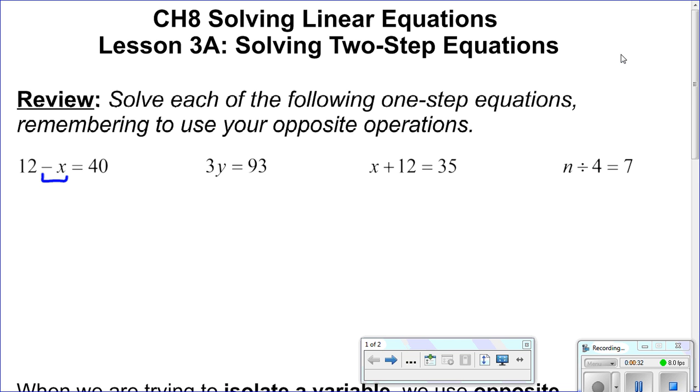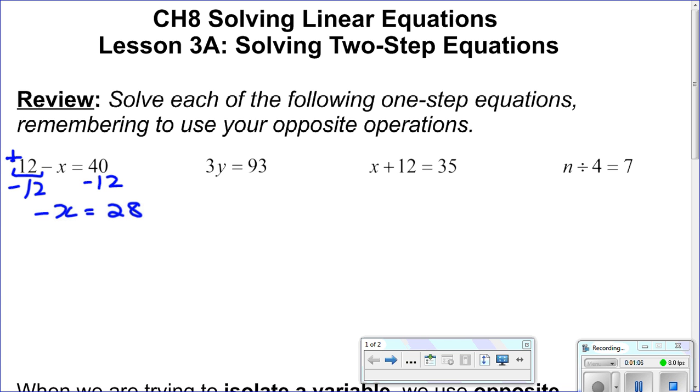So on this first one, I guess technically this first question is like a hidden two-step equation, but anyways, we'll work with it. With the x, we have a negative x and we have a positive 12. So we want to get the positive 12 to the other side of the equation. The way that we do this is the opposite, so we're going to subtract 12. Okay, because that's a positive 12. So then we get negative x equals 40 take away 12, which is 28.